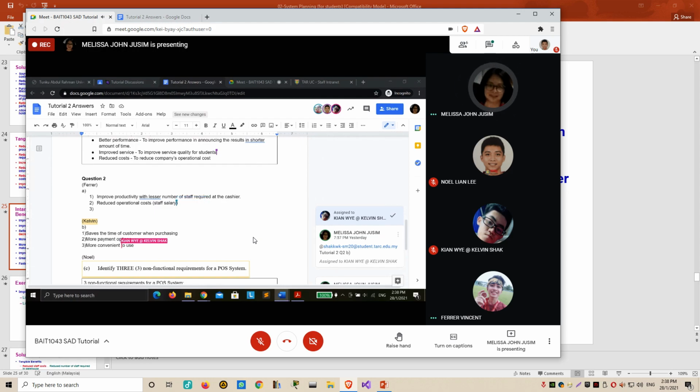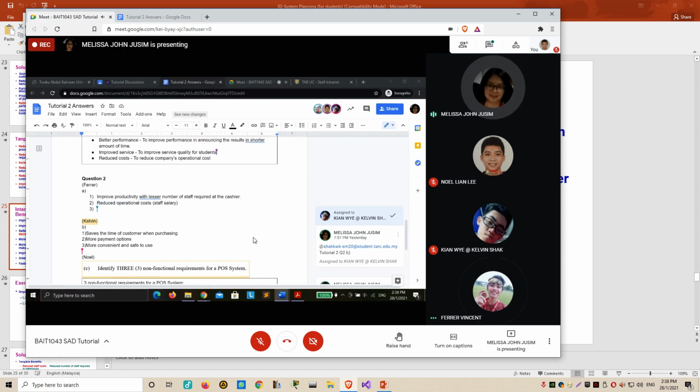number of staff, then they can reduce the number of checkout counters. Do you agree? Because you mentioned improved productivity. Instead of 10 counters, now they can reduce it to only six. Six counters, only six staff. Improve productivity, they reduce the staff salary, they reduce the number of checkout counters as well. Agree? Yeah. So you can add there one more: reduce the number of checkout counters.